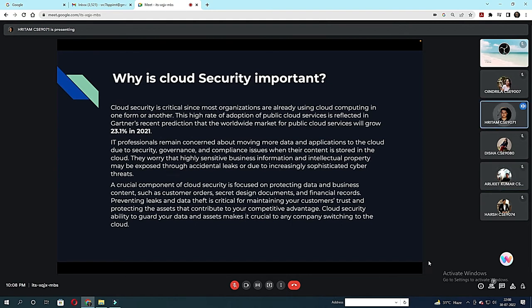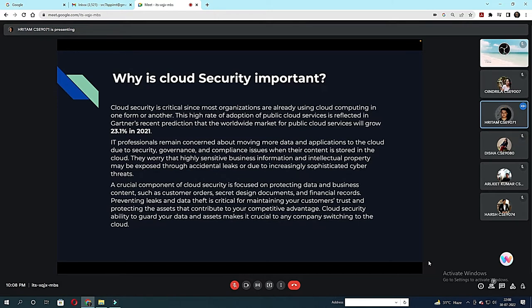Yeah. So now we'll be discussing why exactly cloud security is important in this world. Cloud security is critical, since most organizations, large MNCs, or any company are already using cloud computing to do any of their tasks in one form or another.